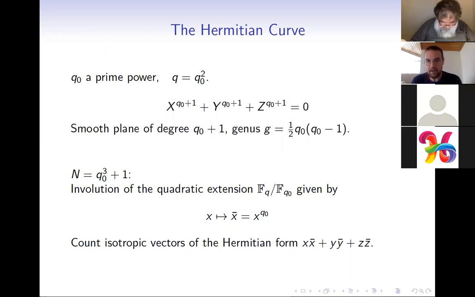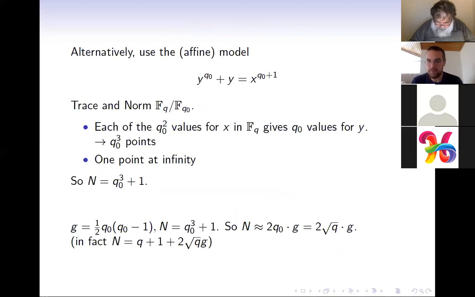One would be to say, okay, if you look at the quadratic extension FQ over FQ0, we have an involution, which is just given by the Frobenius. And then this equation can be written as, let me denote this involution by x bar, x bar plus y bar plus z bar. So you want this to be equal to 0. So you have this Hermitian form, and you would be interested in counting isotropic vectors. Or you can use a different model for the very same curve.